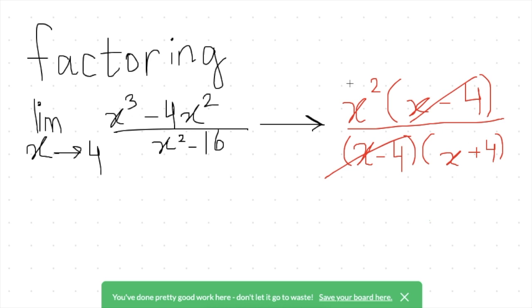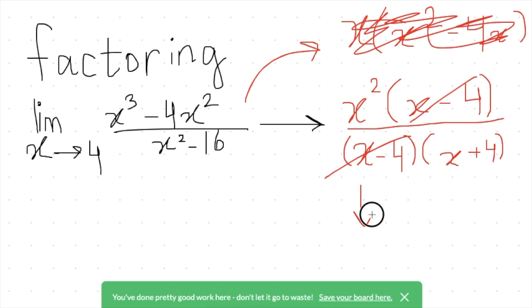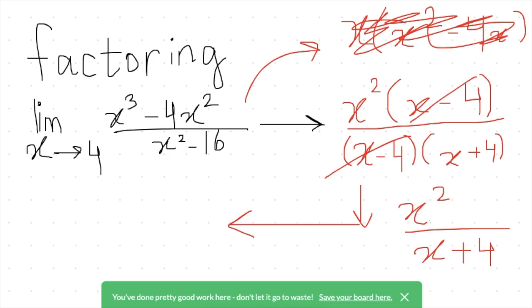If I had only factored an x out of the top, I would still have x squared minus 4x left in the brackets, and I would not be able to cancel the top with anything on the bottom, which is why I didn't do this. Now simplifying it, we have x squared over x plus 4. Now we can try finding the limit by plugging in x equal to 4.